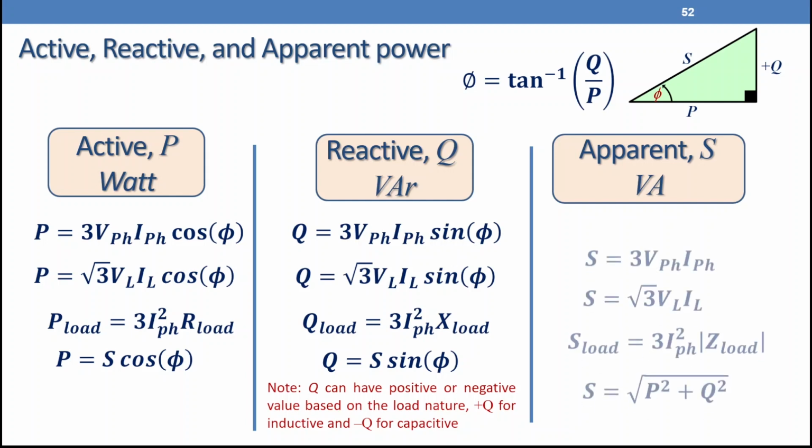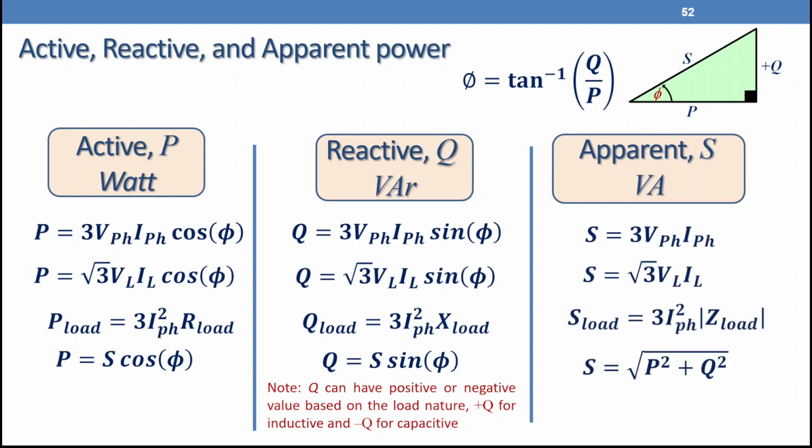Regarding the apparent power, S equals 3 V phase I phase or root 3 V line I line. Also, you can calculate it as 3 I phase squared multiplied by the magnitude of the impedance. Or you can write S equals root of P squared plus Q squared, as you can see from this power triangle.